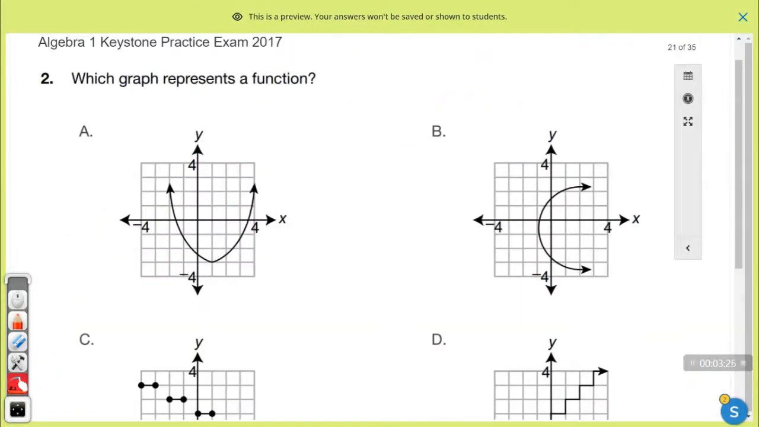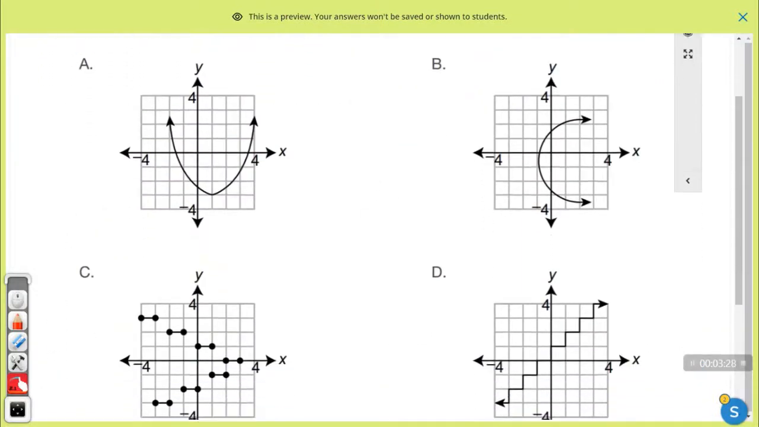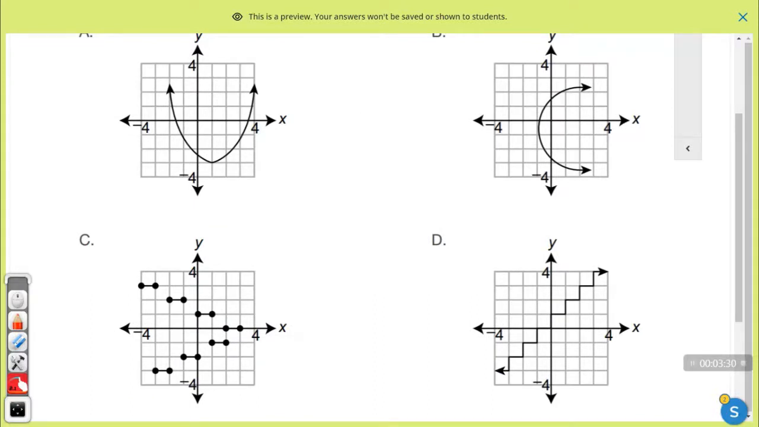All right, which graph represents a function? Remember, we've got relations here. A relation is a relationship between two variables, in this case x and y, and a function is determined by a special type of relation. It is a relation in which every input has one and only one output.